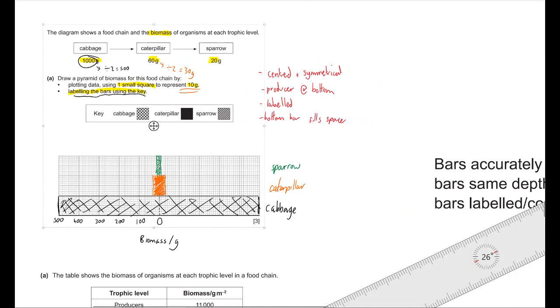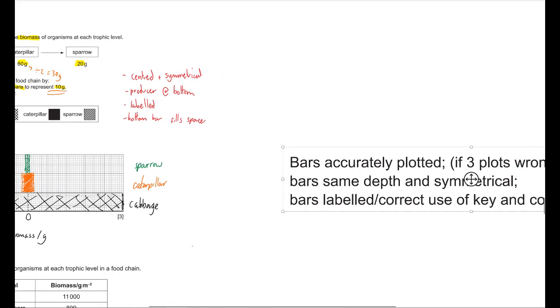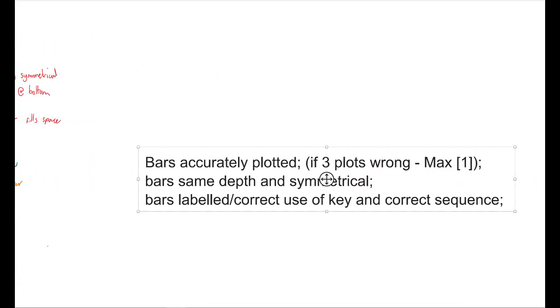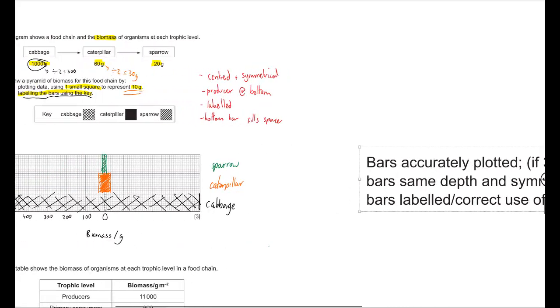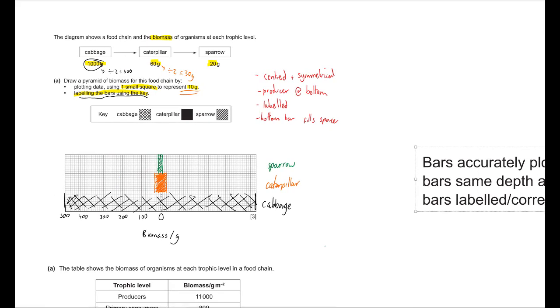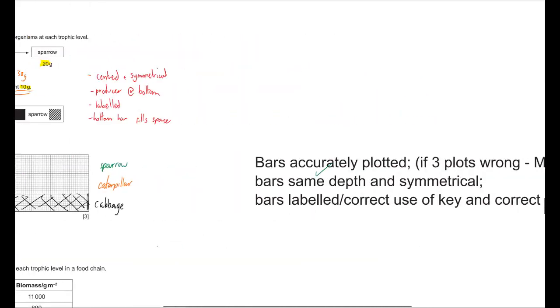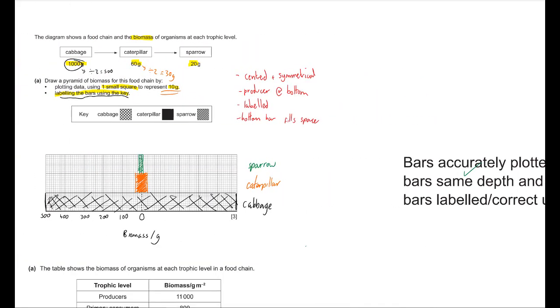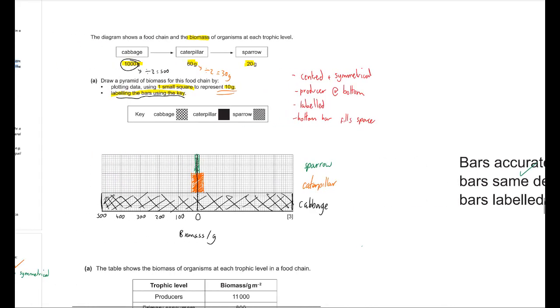Now, if we look at the mark scheme for it, we need to have the bars accurately plotted, which, even if I do say so myself, look rather good. Bars the same depth. Yep. And symmetrical. Yes, because I've drawn the centre line down here, so they are symmetrical. Bars labelled or the correct use of the key and sequence. So the sequence should be the cabbage at the bottom, then the caterpillar, then the sparrow.